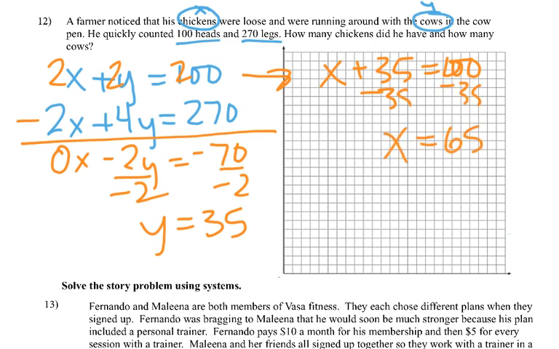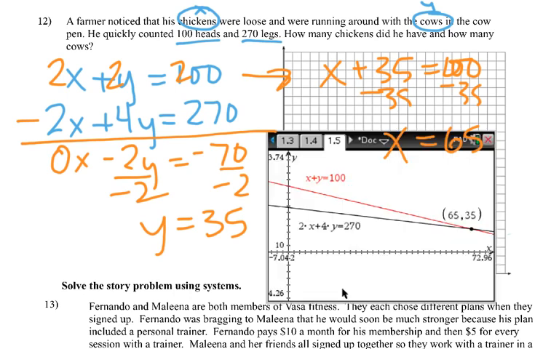Okay? Or again, we can just graph it. So I graph it and I get that. The thing I have to notice here is that I get 65 and 35, so which one means what? Well, remember x was for chickens, and y was for cows. Notice that I had to zoom out to make this work because the numbers got so high.